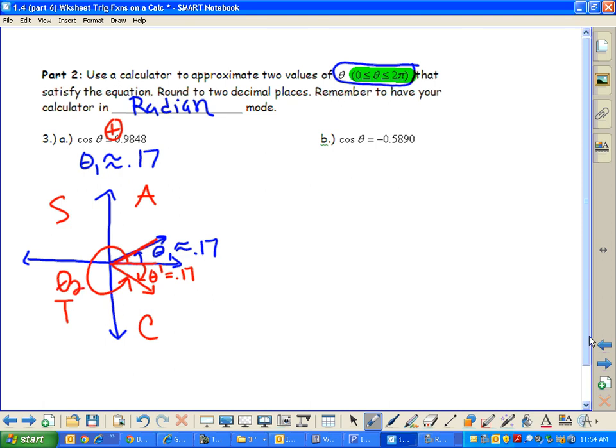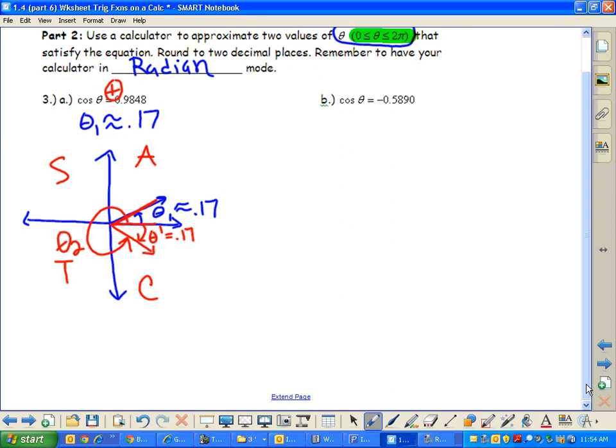Essentially, this goes back to Madison's question from earlier. Is it always 180 that we work with? Well, here's the classic case of where I have to work with the positive x-axis, where the angle measures 2 pi. So to find the second value of theta here, I have to come back 0.17 radians from 2 pi. So I'm going to take 2 pi and subtract 0.17, or you could look at it as 6.28 minus 0.17.